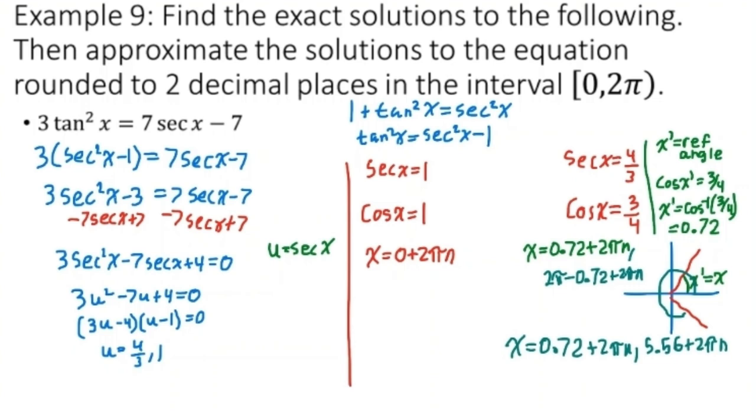Now we'll plug in values of n to find our solution. The only value of n that will work is n equals 0, as negative and positive values of n are going to make our angles too small or too big. So after plugging in n equals 0, we get that the only three solutions to the equation between 0 and 2 pi are 0, 0.72, and 5.56.